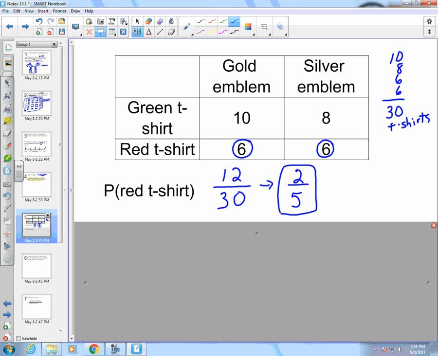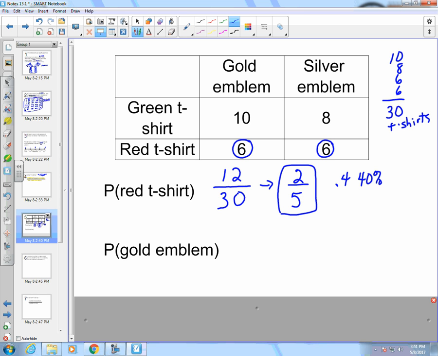We will have our answers as a fraction if possible. You guys know that that's actually 0.4 as a decimal. It's 40% as a percentage, but a lot of the times we'll just be working with our fractions. So be able to do any one of those 3.